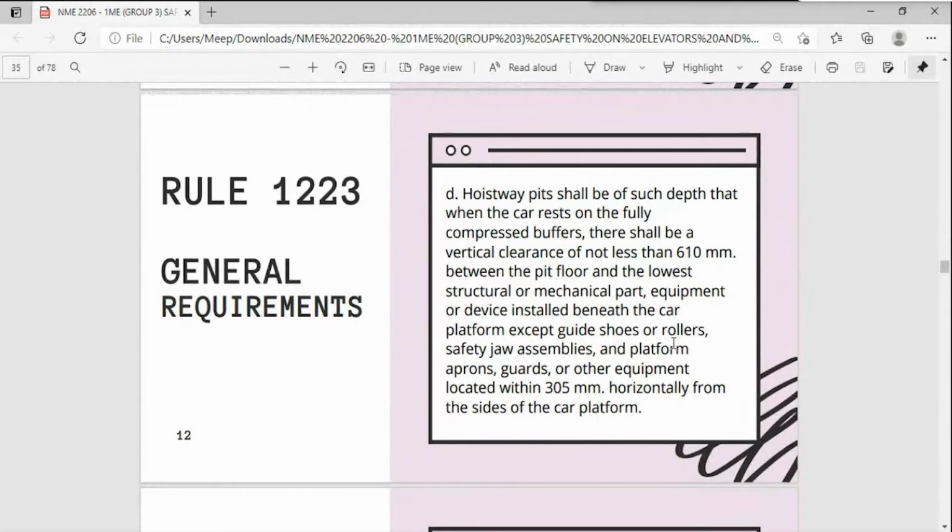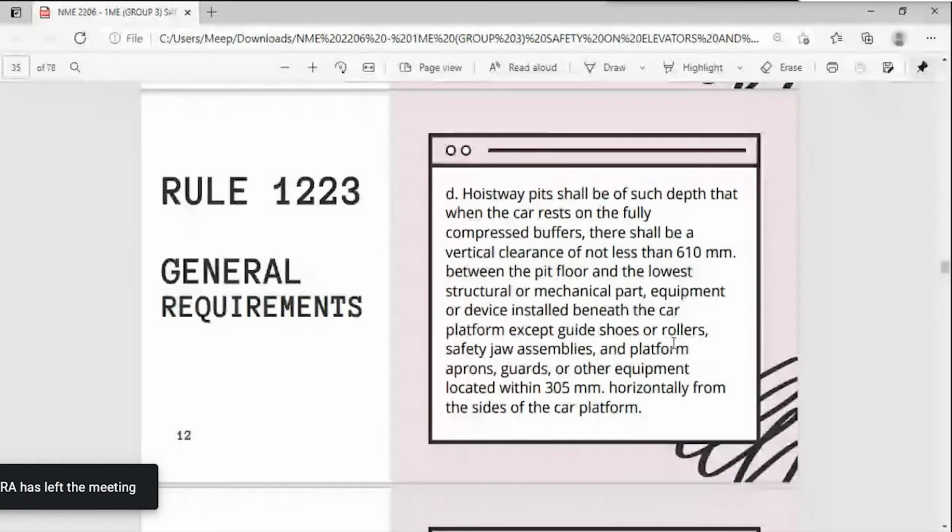vertical clearance para po yung bumpers, kung sakaling mag-compress na sagad, di po siya ma-pressure. As well as the mechanical part, equipment and devices na kung ano pa nakalagay po sa hoistway pits.